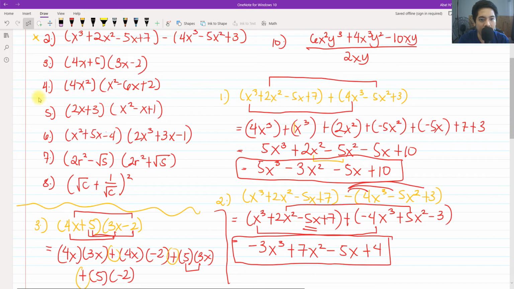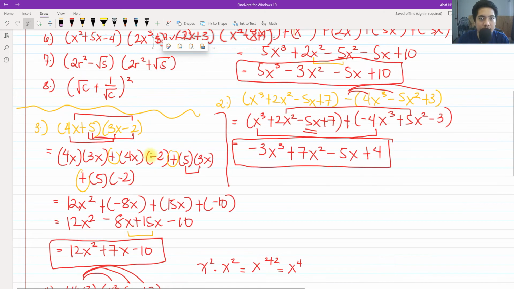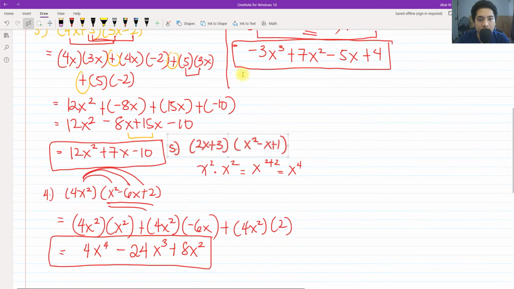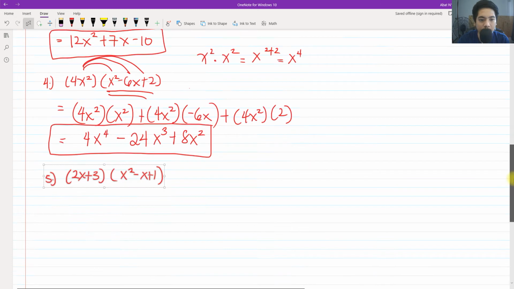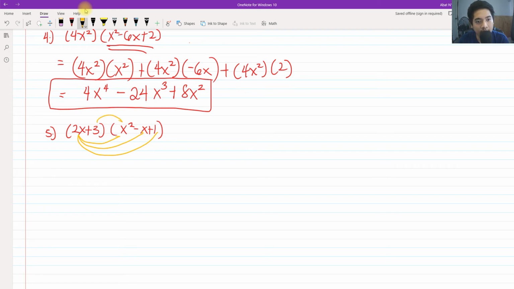Okay, so for number 5, we're going to do the same thing, in the sense that we will just multiply this to each and every one of the terms. So 2x plus 3 multiplied by x squared minus x plus 1. What we are going to do first is multiply this 2x to each of the terms, and then we have 3 multiplied by each term, and then simplify. So first thing is we have 2x.